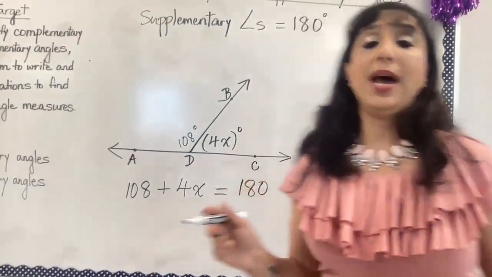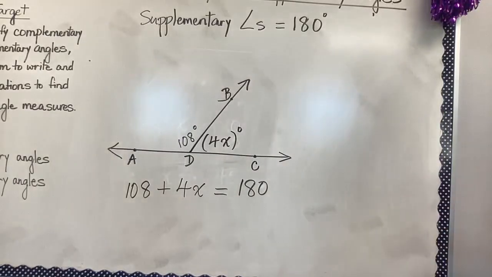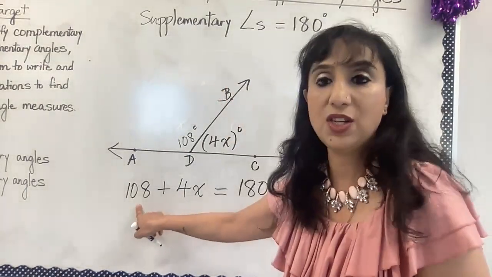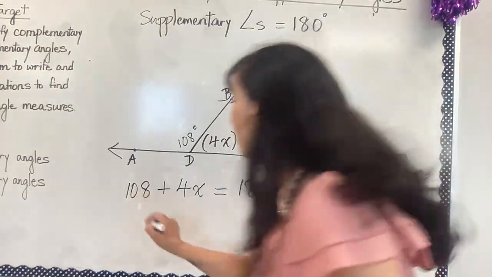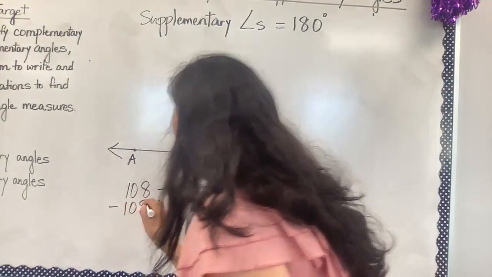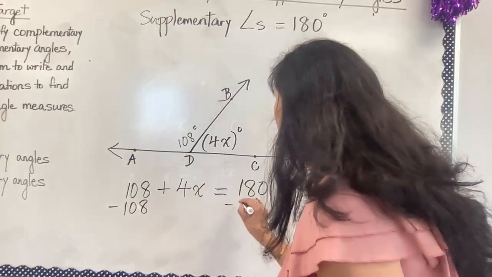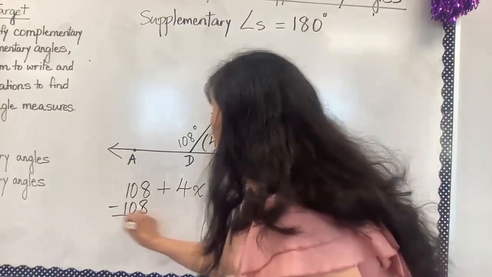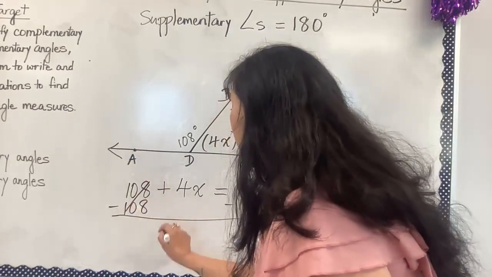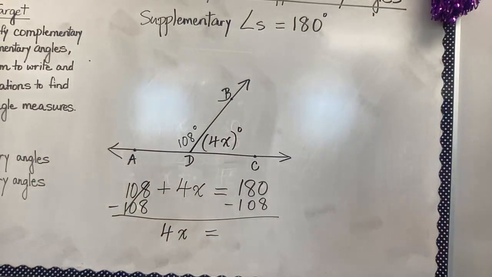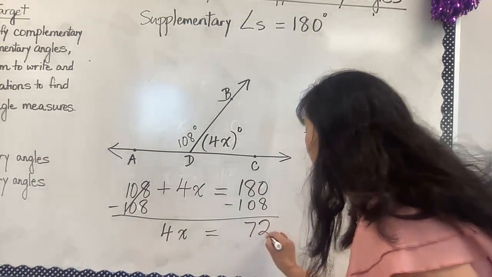angles, okay? And so then now we have a two-step equation, and we are going to subtract 108 because the opposite of addition is the subtraction property of equality. So minus 108, whatever I do on one side of the equation, I do exactly the same thing on the other side of the equation. All right, so I'm left with 4x is equal to 180 minus 108, which gives me 72, right?